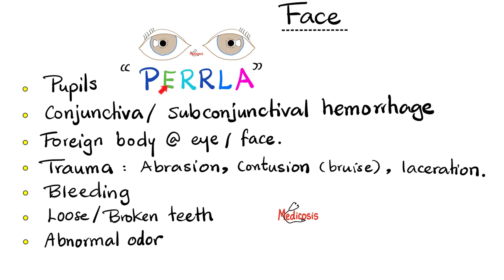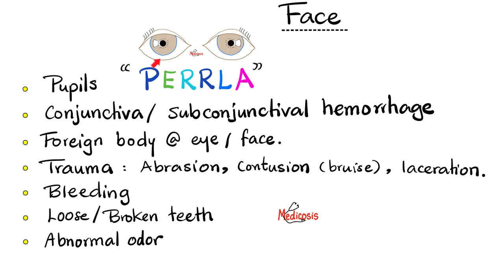We talked about examining the pupils before in detail, so please refer to my previous video titled Physical Exam. Then, you examine the conjunctiva of the eye. The conjunctiva lines the eyelids from the inside, and it also covers the sclera from the outside, but it does not cover the cornea. Look for subconjunctival hemorrhage and or hyphema.